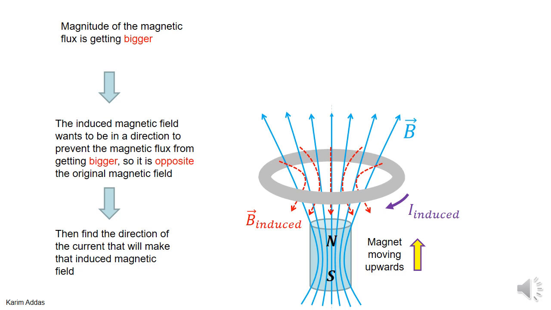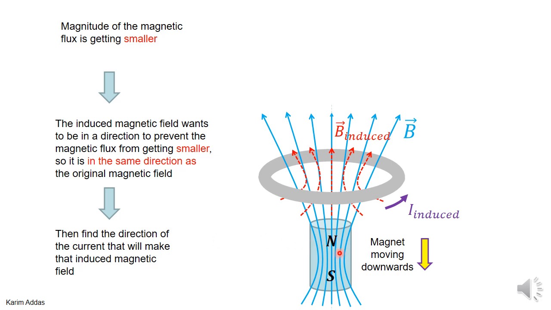So to summarize the two cases that we took before, if the magnet is moving up, in this case with the north pole up and the south pole at the bottom, the magnet's moving upwards, we ask the question, what's happening to the magnitude of the magnetic flux? In this case, it's getting bigger. So the induced magnetic field wants to be in a direction to prevent the magnetic flux from getting bigger. So how would you prevent the magnetic flux from getting bigger? You make a magnetic field opposite the original one. Then you ask the question, what's the direction of the current that will make that magnetic field? So if you put a current in this direction, it'll make that induced magnetic field.